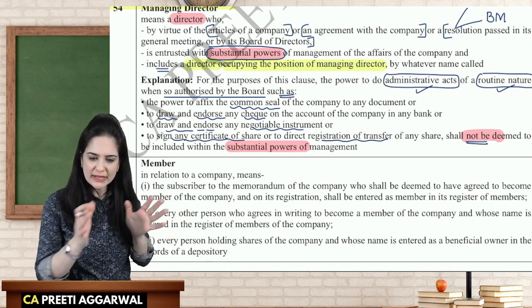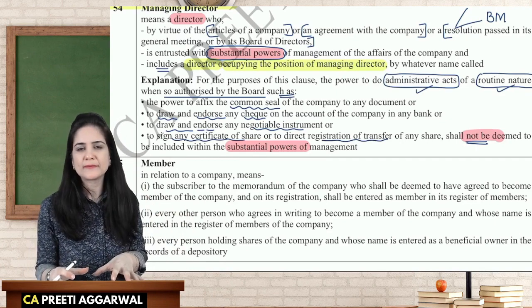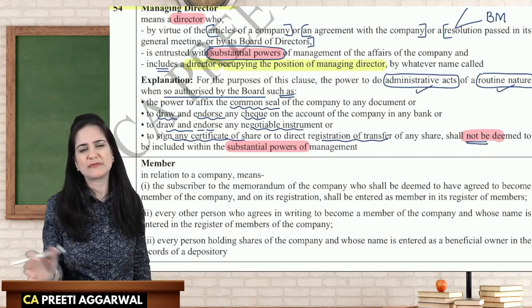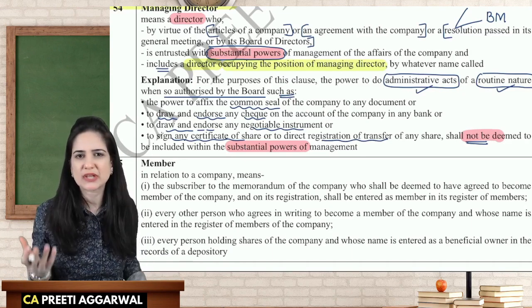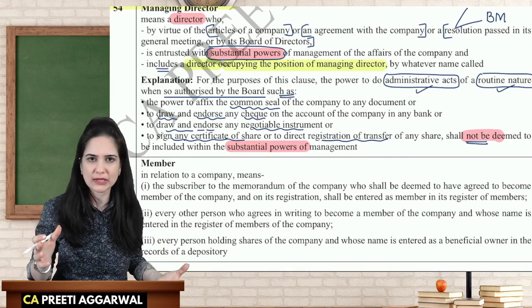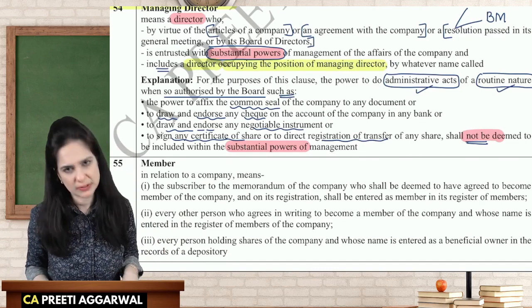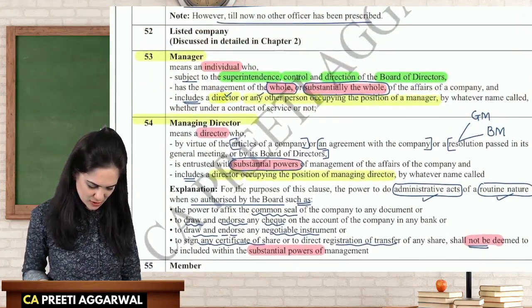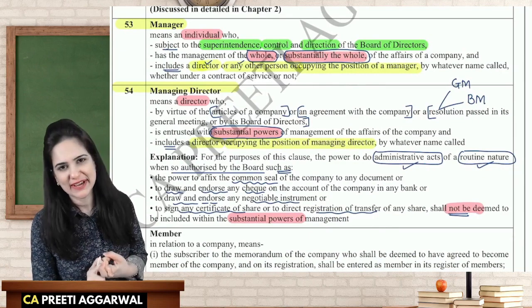You have been delegated, you have been appointed by the board, authorized by the board to do that because somebody has to do it. Okay, so it's a routine work. We have to make payments. We need to endorse instruments. That's not substantial. We don't do it like once in a while. It's not substantial. It's a routine task. All this is not substantial. Okay. So students, this was the meaning of manager and managing director.